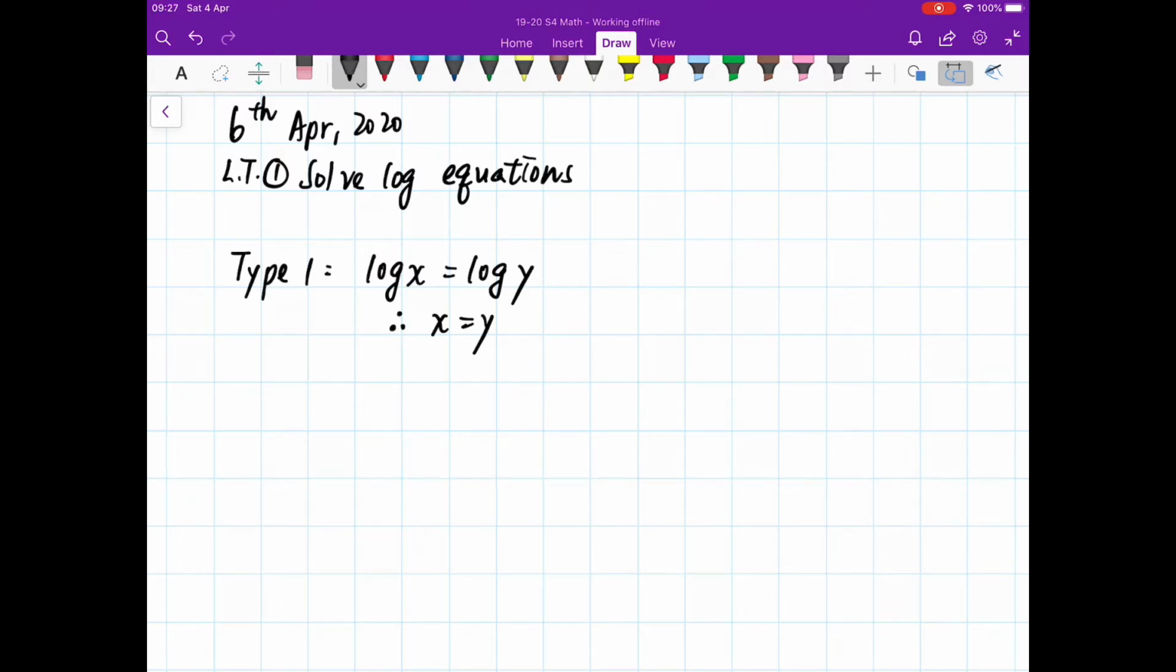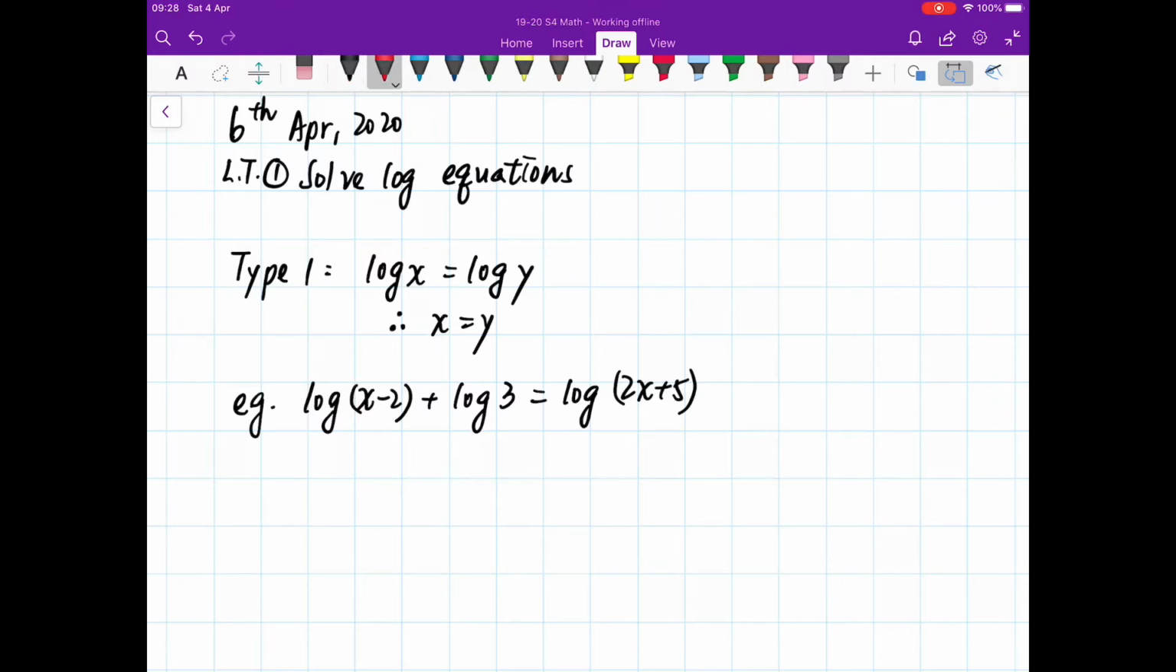Okay, and then please help me to write down an example. Log (x minus 2) plus log 3 equals log (2x plus 5). Okay, so this is an example for type 1.